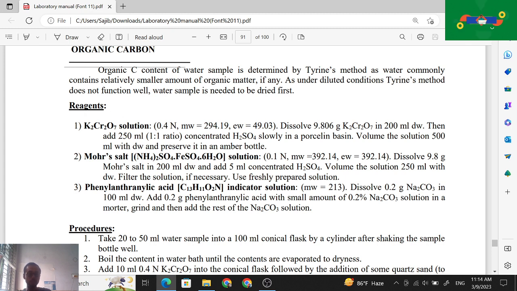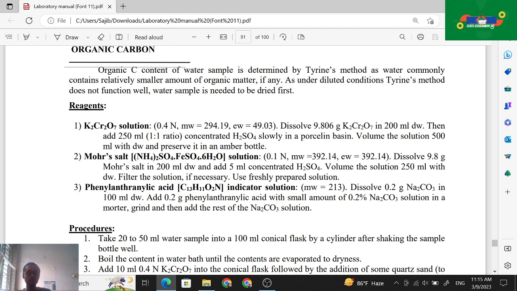In the reagents, first is K2Cr2O7 solution, 0.4 normal. Molecular weight is 294.19, equivalent weight is 49.03. Dissolve 9.806 gram K2Cr2O7 in 200 ml DW, then add 250 ml 1:1 ratio concentrated H2SO4 slowly in a porcelain basin, and volume the solution to 500 ml with DW and preserve it in an amber bottle.